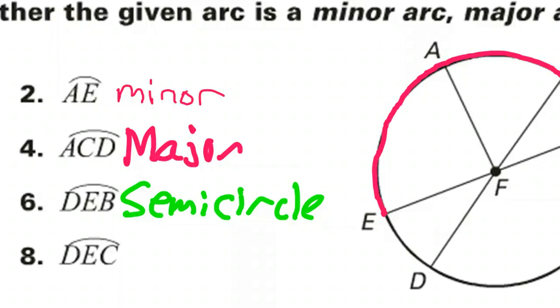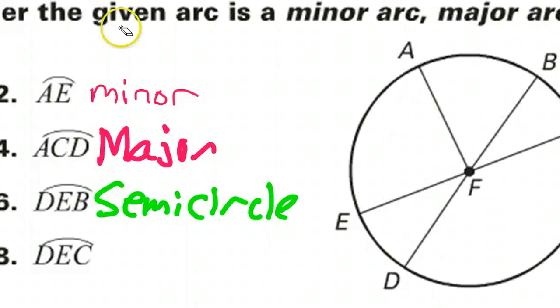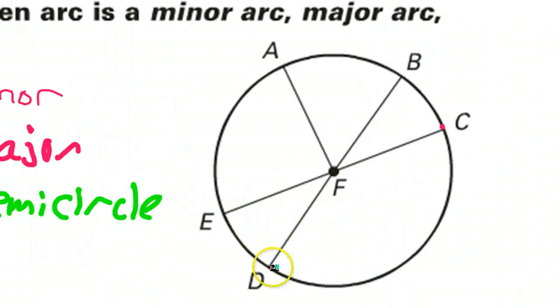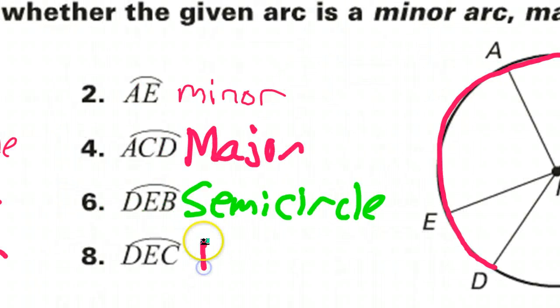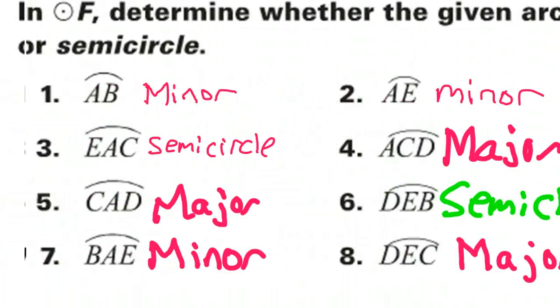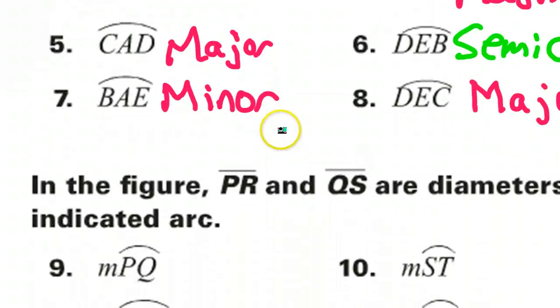DEC. Okay, so from D, again, some kids try to do this somehow, and they'll cut through the interior of the circle. No, no, can't do that. Alright, DEC. Got to go all the way around, staying on the circle the whole time. And that is clearly a major arc. Alrighty then, so that's it for that little section.